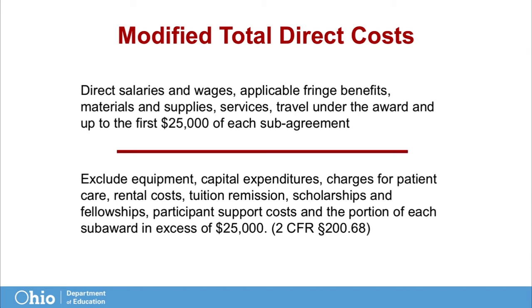Modified total direct costs, or MTDC, are all direct salaries and wages, applicable fringe benefits, materials and supplies, services, travel, and up to the first $25,000 of each subaward. The modified total direct cost excludes equipment, capital expenditures, charges for patient care, rental costs, tuition remission, scholarships and fellowships, participant support costs, and the portion of the subaward in excess of $25,000.